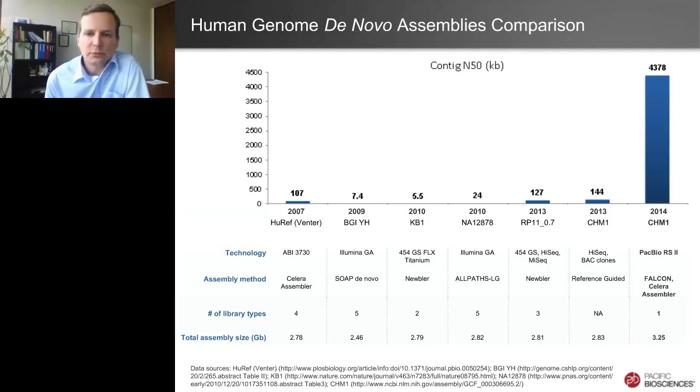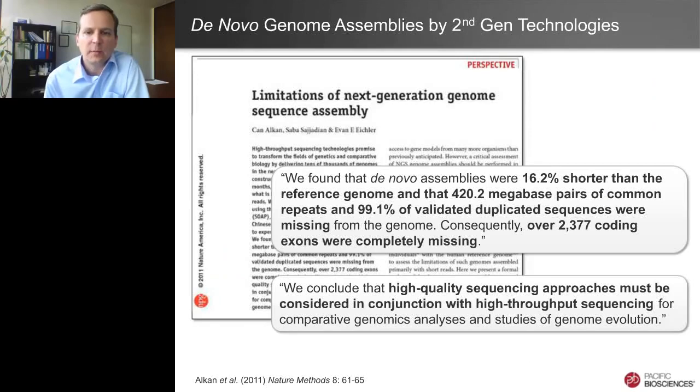And so it took a new technology and the adoption of new algorithms to have a transition to a substantially higher quality and contiguity, about 30 times higher contiguity with a Contig N50 of 4.4 megabases. It's not only the fragmentation of the genome that is a concern, but also the information content that you're missing.